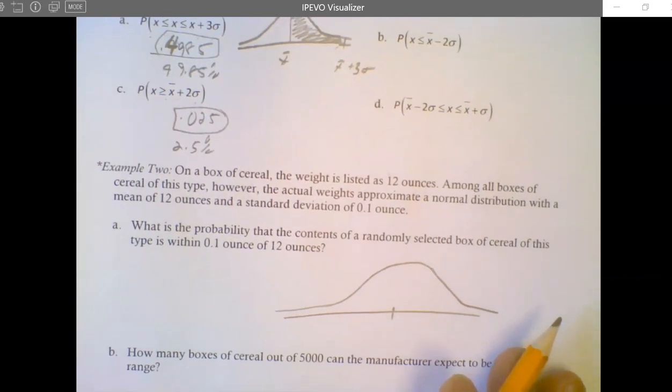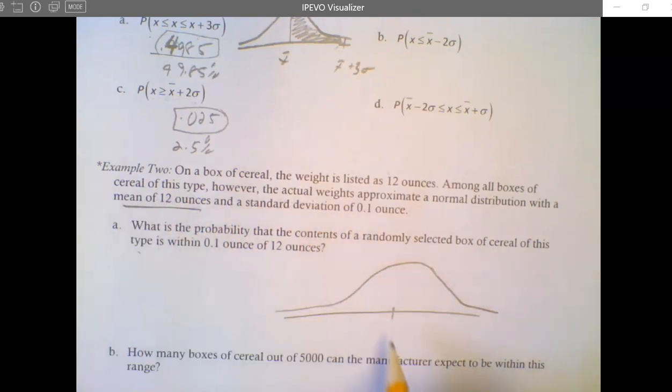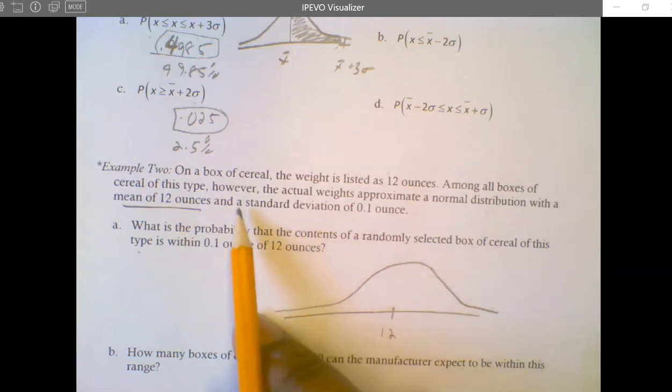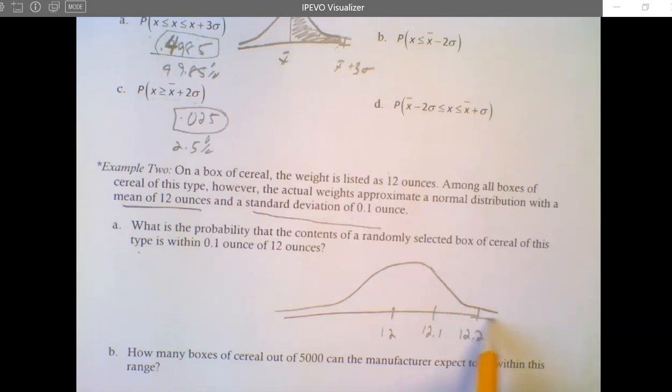So the mean is supposed to be 12 ounces, so we put 12 as the middle. It said the standard deviation is 0.1 ounce. So it's going to be 12.1, and then 2 standard deviations is 12.2, then 3 standard deviations is 12.3. Now on the back end, I'm going to take away 0.1. So it's going to be 11.9, 11.8, and 11.7. This is my mean. So this is the normal curve. You have to do this every time before you start the problem.